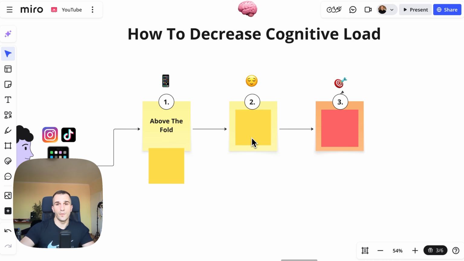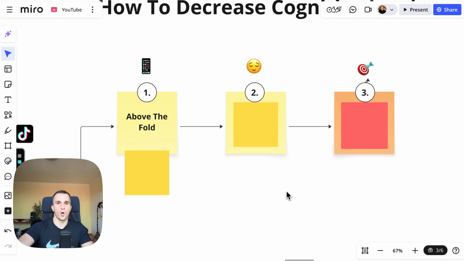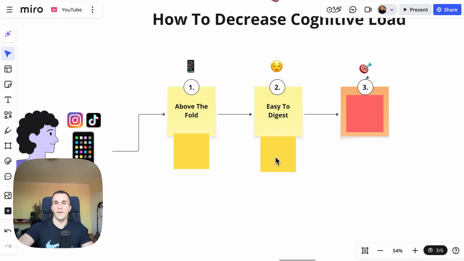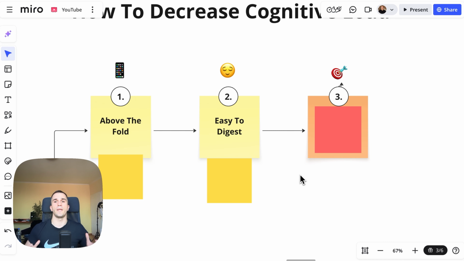So this is the first thing that we have covered regarding the cognitive load. The next thing is that you want to make your page easy to digest and very easy to process. There are a couple of things that are very important if you want to make this happen so that your cognitive load is as low as possible.